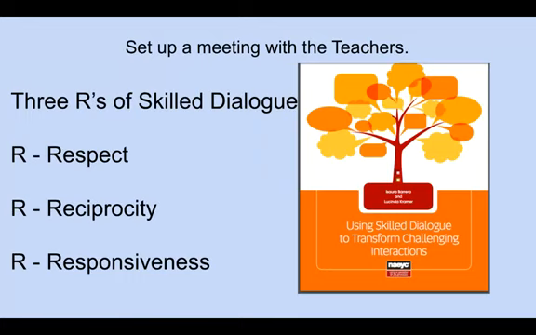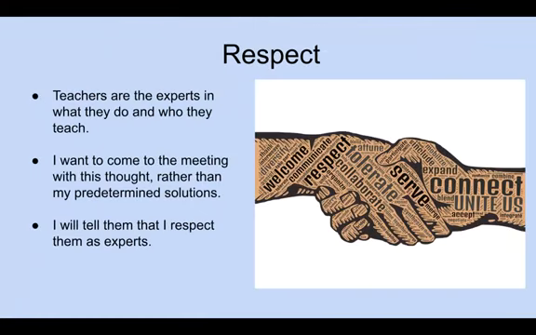And whenever I have a professional conversation, what I want to do is follow a technique called skilled dialogue. This was developed by Barrera and Kramer, and there are 3 R's involved essentially in the skilled dialogue technique. They are respect, reciprocity, and responsiveness. And we'll spend a moment or two deconstructing the 3 R's. So the first R, respect.